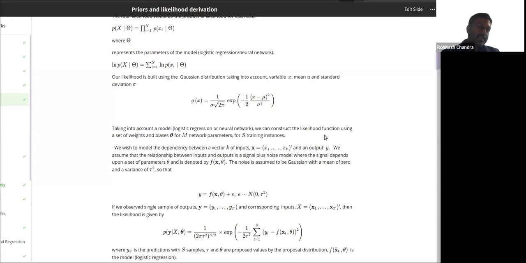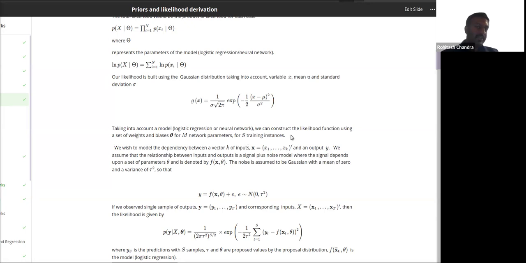So what is the distribution? What is the likelihood going to take? The likelihood will use the set of weights and biases theta, and how many of them there are, that's M. Let's say that's 500 weights and biases or 200. And it is for S training instances. We want to model the dependency between a vector of k inputs and an output y. That's your x, the input. For example, the iris classification problem or the abalone regression problem, where you have the set of features, like shell weight and shell type, and you want to model the ring age of the abalone.